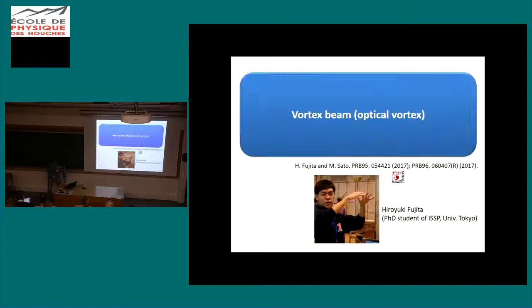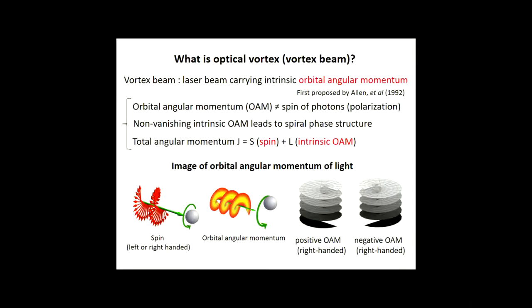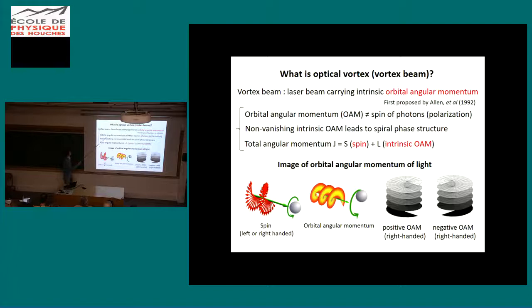Then I'd like to turn to the explanation of the vortex beam, or optical vortex. What is a vortex beam? The definition is very simple. A vortex beam is a laser carrying orbital angular momentum. This laser was first proposed by Professor Allen and collaborators, and here we note that this concept of orbital angular momentum is not equal to the spin of photons.